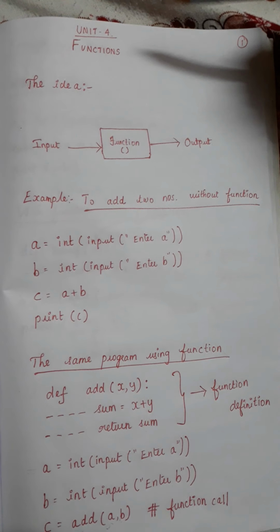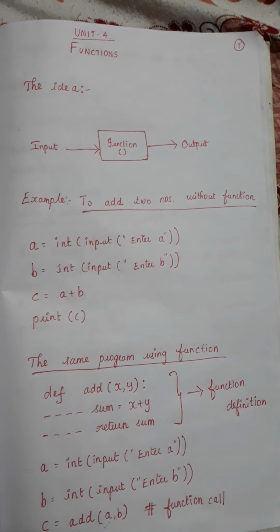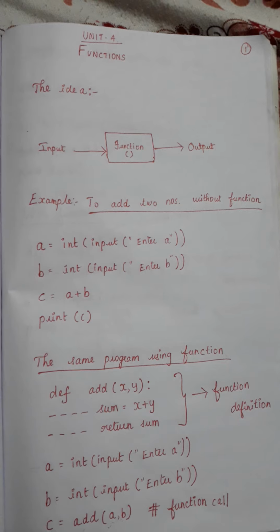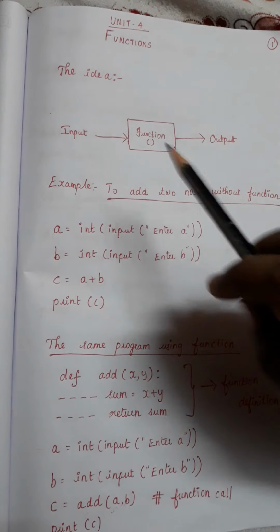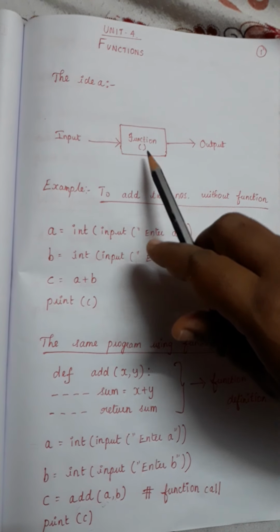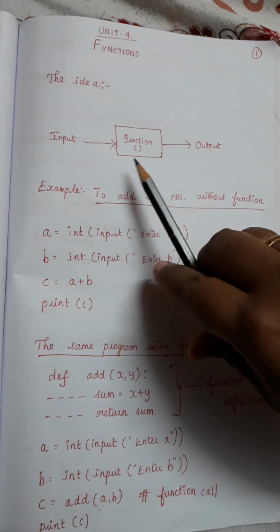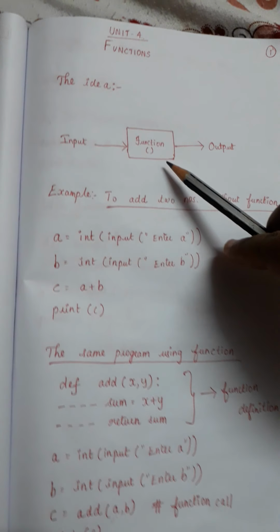So coming to functions, the basic idea is any program we can write using functions and also without using functions. The main idea of using a function is that a function is a part of the code to which you will be providing some input. So the function works on it and it will provide an output. This function is the specific task that we are intending to perform.